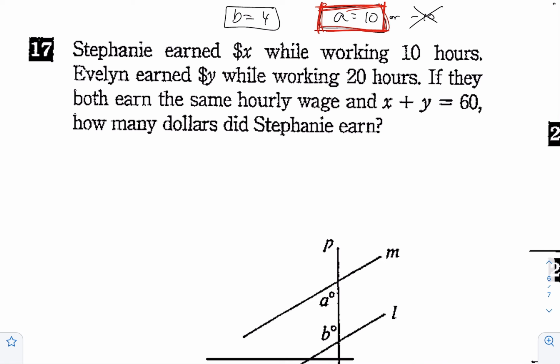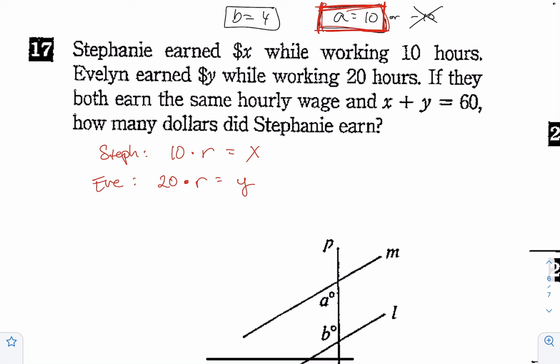Next, number 17, Stephanie earns X dollars while working 10 hours. Evelyn earned Y dollars while working 20 hours. They both earned the same hourly wage, and X plus Y is equal to 60. How many dollars did Stephanie earn? So Stephanie earned X dollars for 10 hours. And we don't know what the rate is, so we can call the rate R. 10 times R will be equal to X. For Evelyn, you have 20 times R, and that's equal to Y.